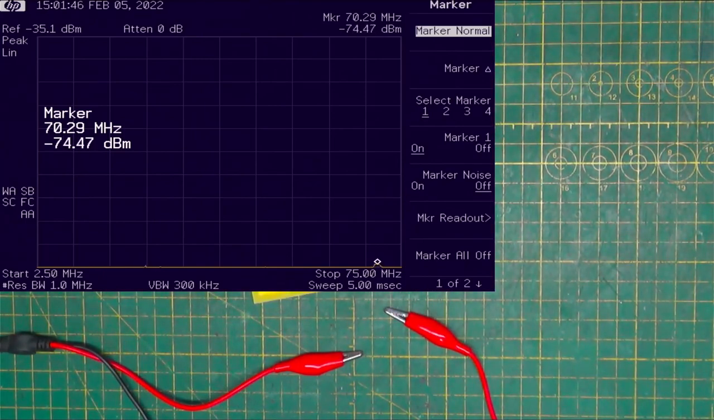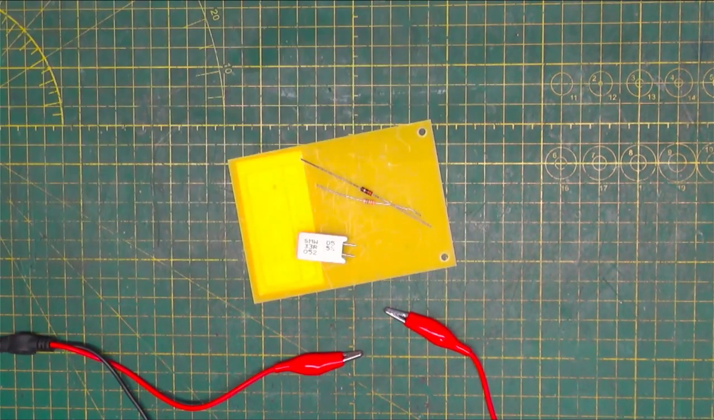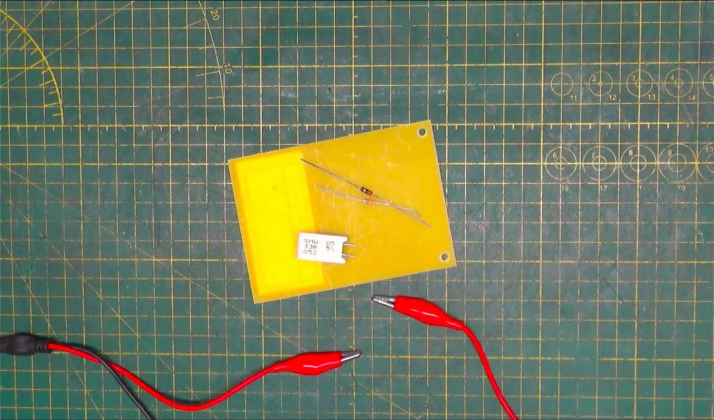I just thought I'd show you guys that in this little quick take, and hope that you learned something from these little guys.